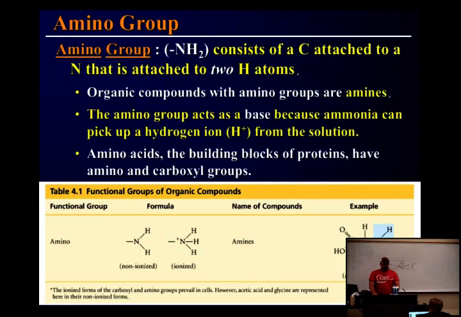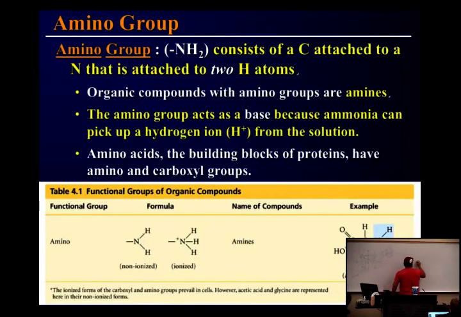Okay, so amino groups. Remember we talked about amino acids, and you should be familiar with these. They have a carboxylic acid on one end, and on the other end they have NH2. This is the amino. That's where they get the name amino acid. And then this is the variable group.